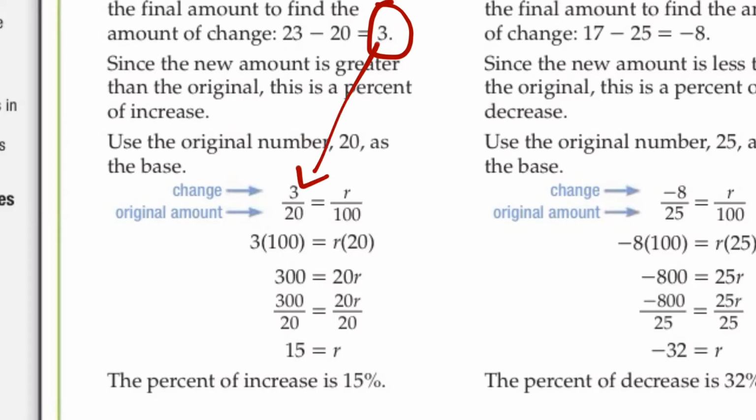It goes on top. But what goes on the denominator? Well, the denominator is my original, whatever I start out with. On my first one, my original was 20. So that's why 20 goes on the bottom. Now, notice what they set it equal to. They set it equal to R over 100.